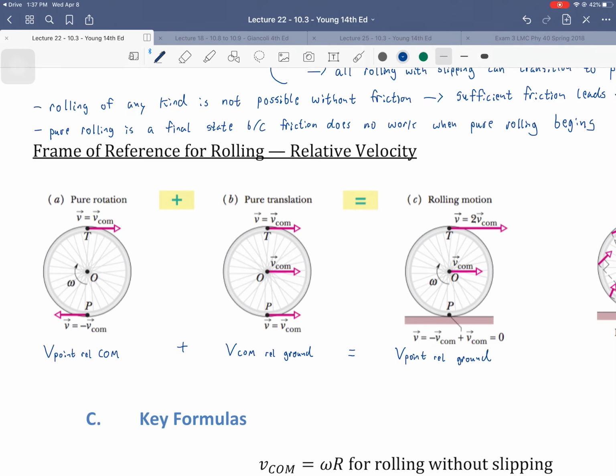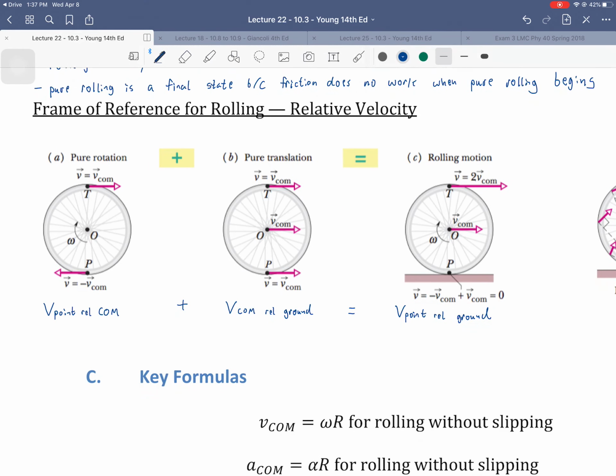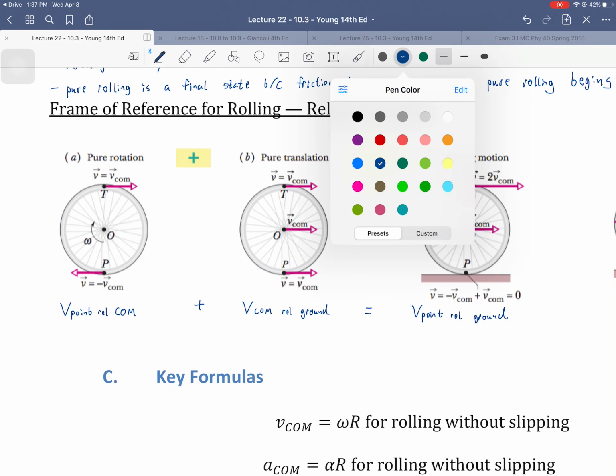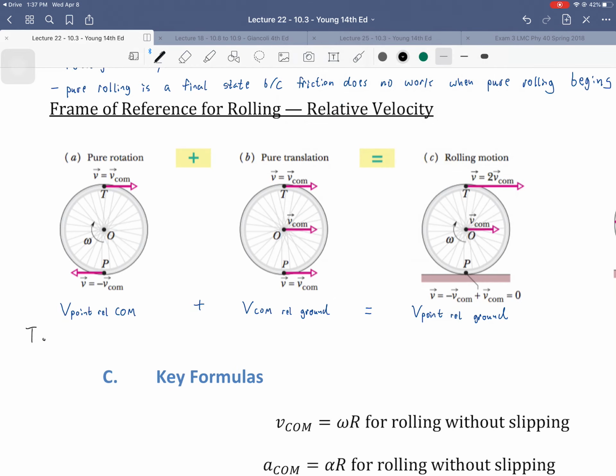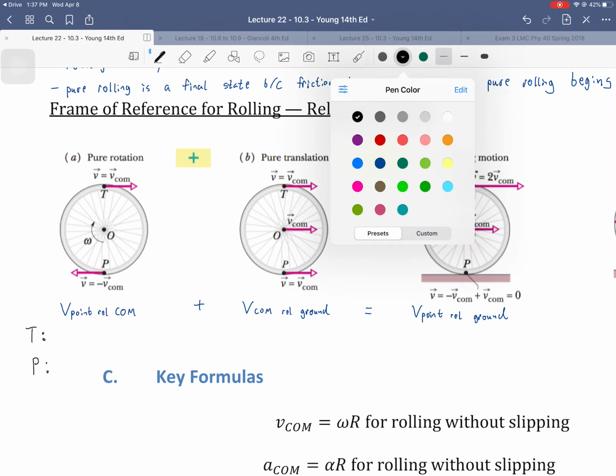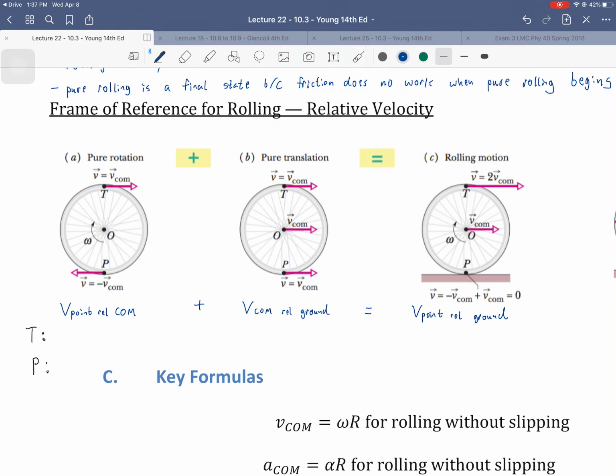Okay, so we have one fixed reference frame, the center of mass, and we have another fixed reference frame, the ground. So what actually happens when we put this into practice? Well, let's think about two points, point T and point P. All right, so the top and then the contact point. So we'll have T and P.